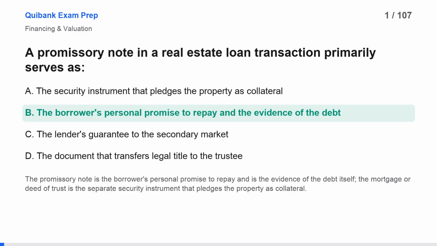The answer is B. The borrower's personal promise to repay and the evidence of the debt. The promissory note is the borrower's personal promise to repay and is the evidence of the debt itself. The mortgage or deed of trust is the separate security instrument that pledges the property as collateral.